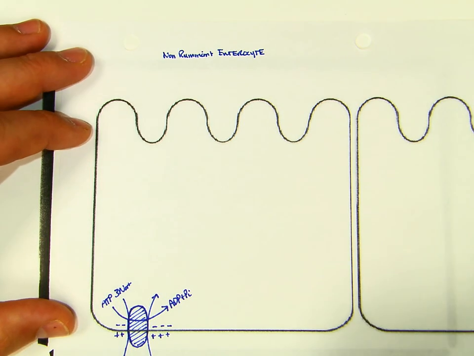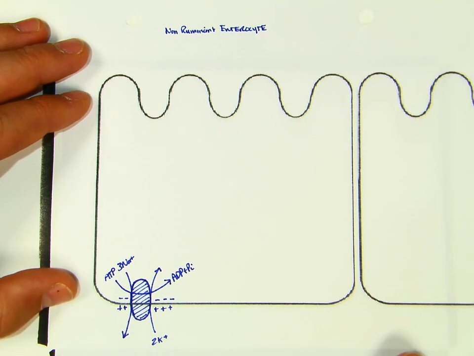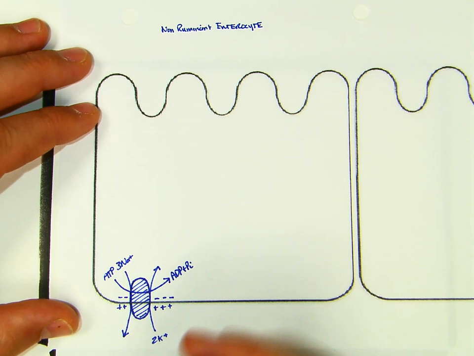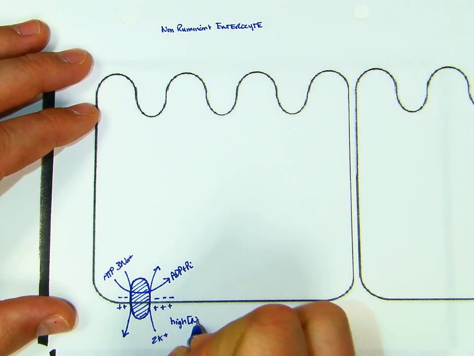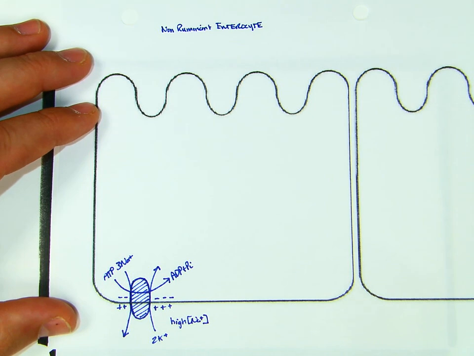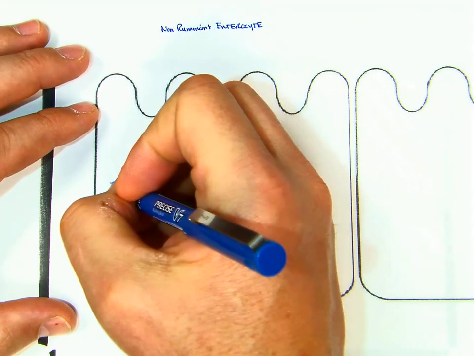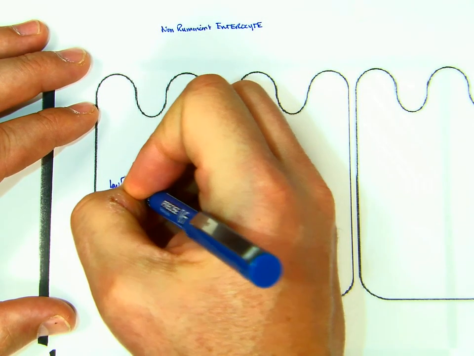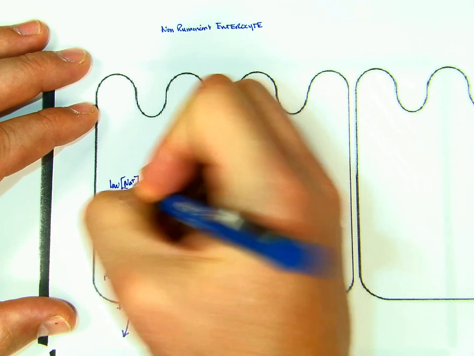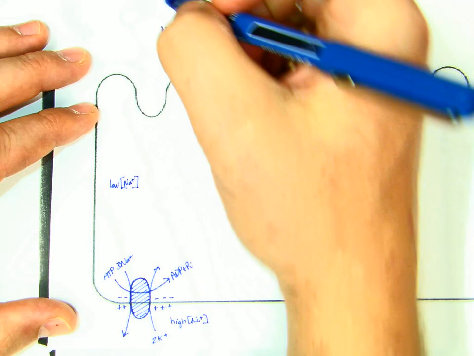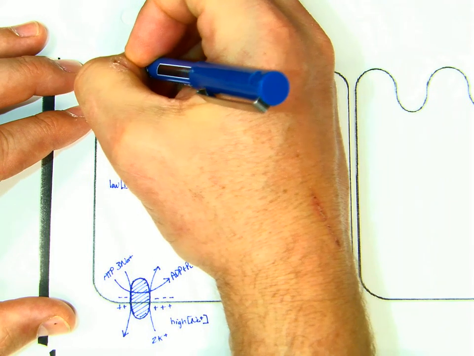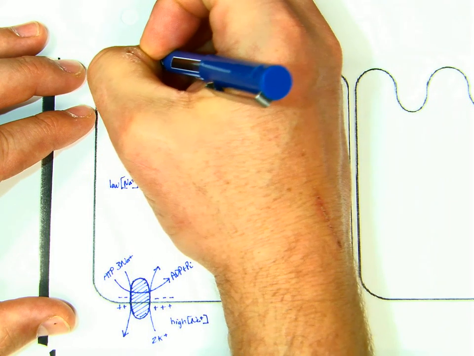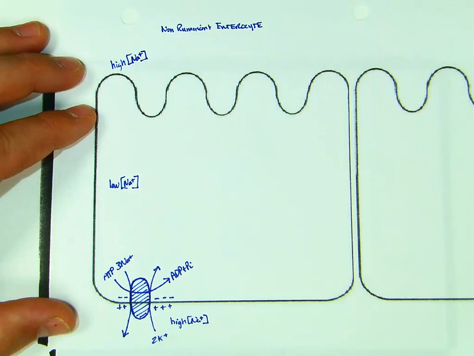And then just to keep track of our sodium concentrations, we'll have high sodium concentration out there in the blood, low concentration of sodium inside the cell, and then high concentration of sodium outside the cell.